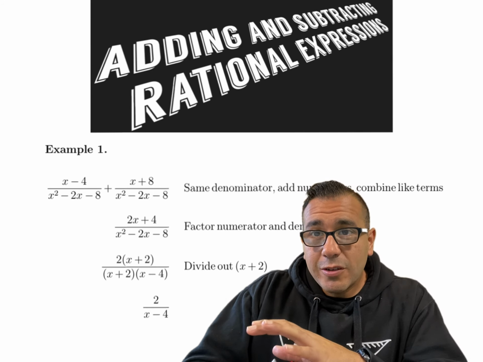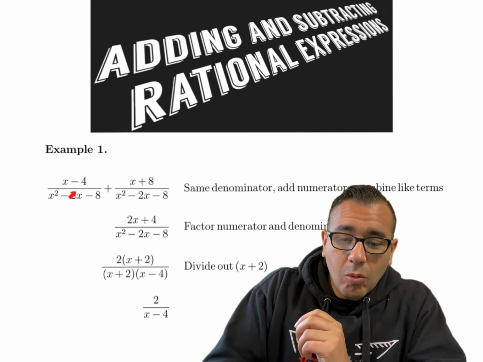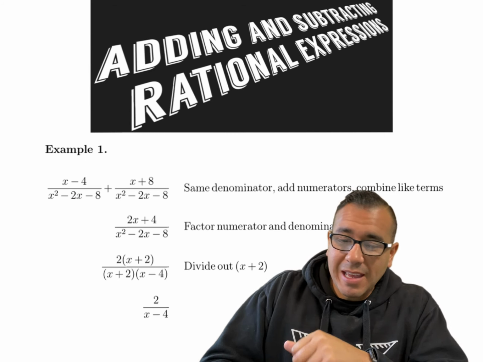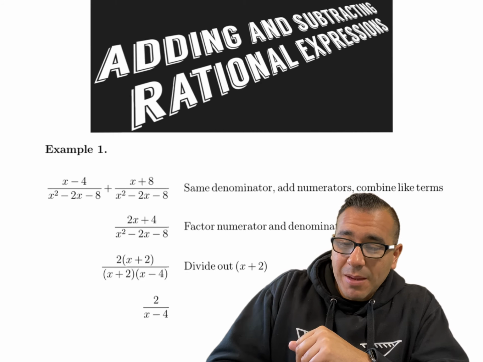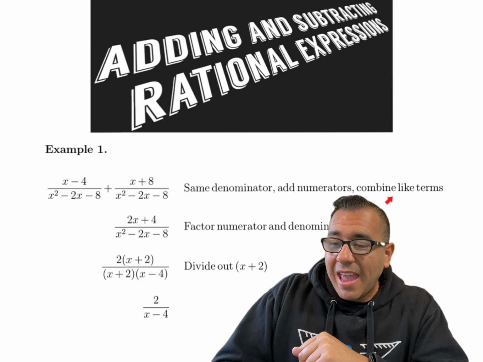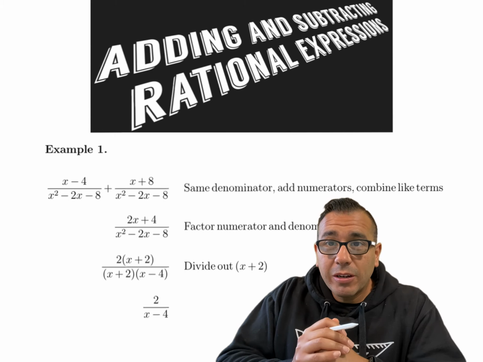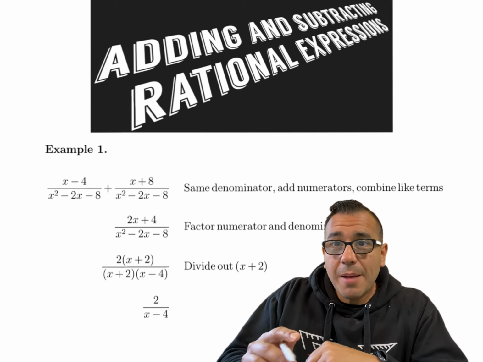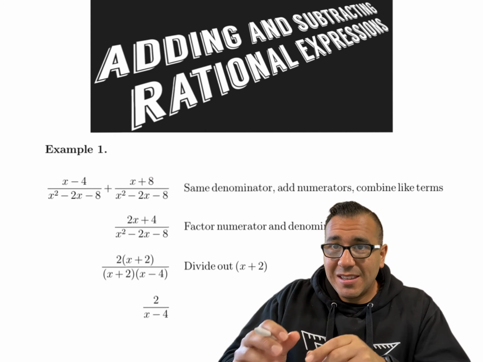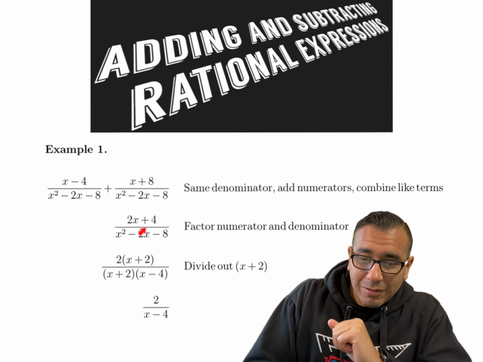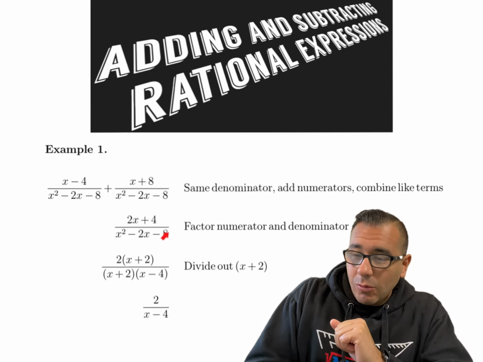So for this first example, this is our goal. We want them to have the same denominator. So let's add that in there. When they have the same denominator, and here we're adding, we're going to add the numerators and combine like terms. So all we're doing is focusing on the numerator at the top. Don't do anything to the denominator. Leave it the way it is.